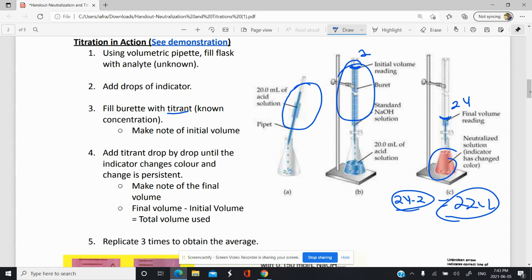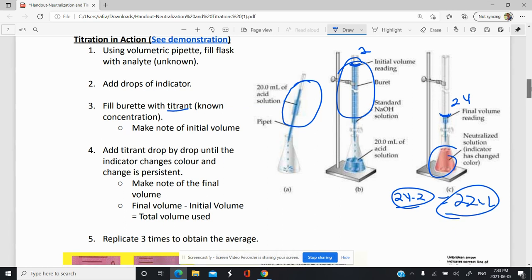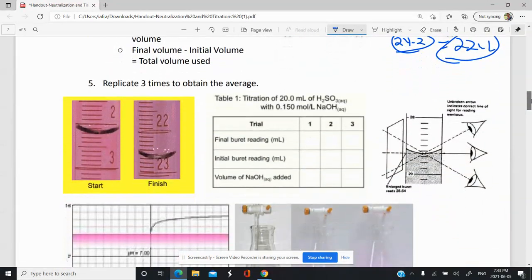I would do this 3 times. I would basically do 3 trials and then take an average of all of them. And that average is what I would use in future calculations to predict what the concentration would be.